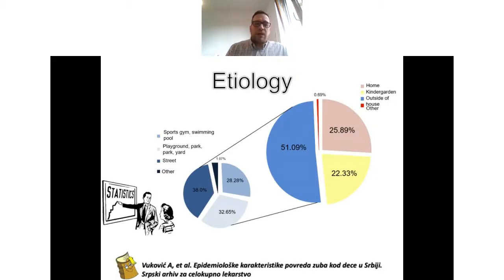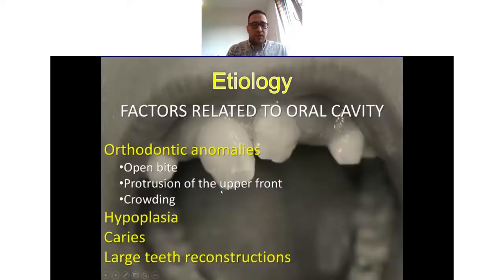Where does it happen? Again, it happens at home, outside of the house, at some other places. Here on the bigger one, you can see a bigger pie chart. You can see actually that 50% get hurt outside of the house. When you take that percentage, you can see here that usually it happens in the street, the sport gym, swimming pool, or whatever. Also in the playground, park, yard, and similar places. So basically, it's similar in all the countries, and we have to take care of the children, and we have to take care of certain things.